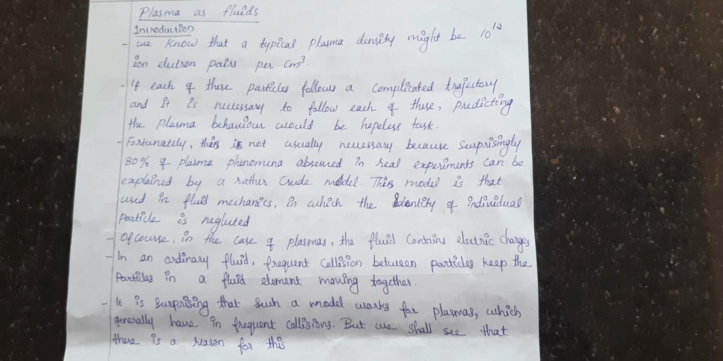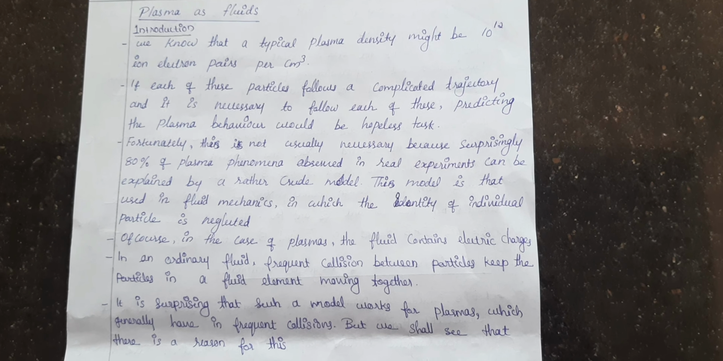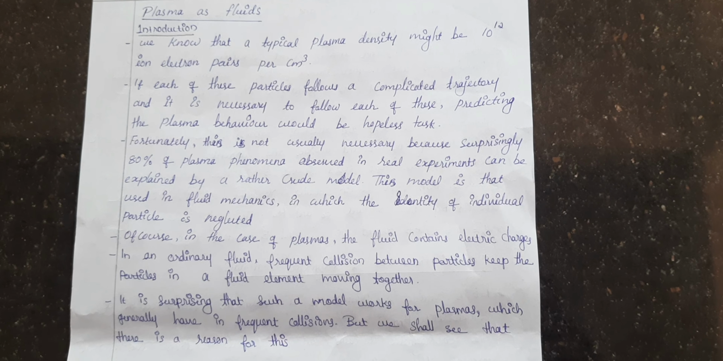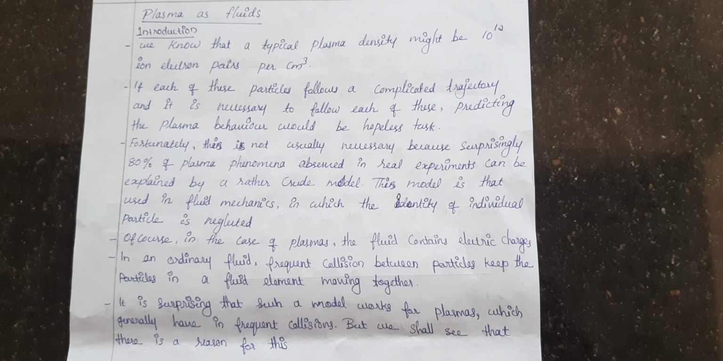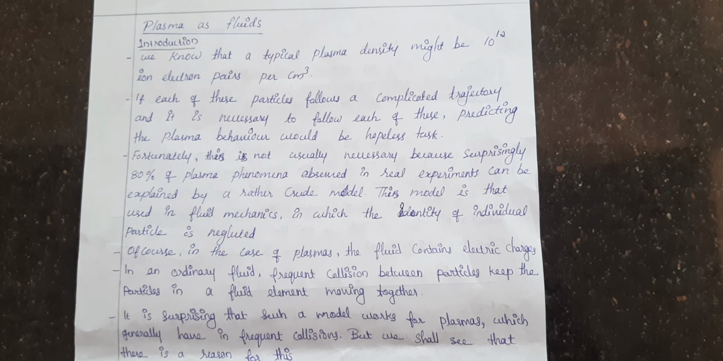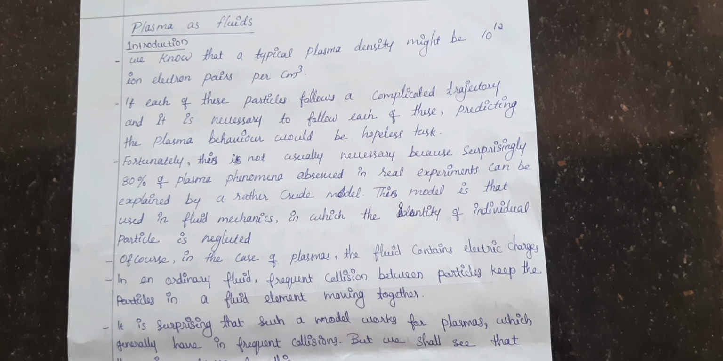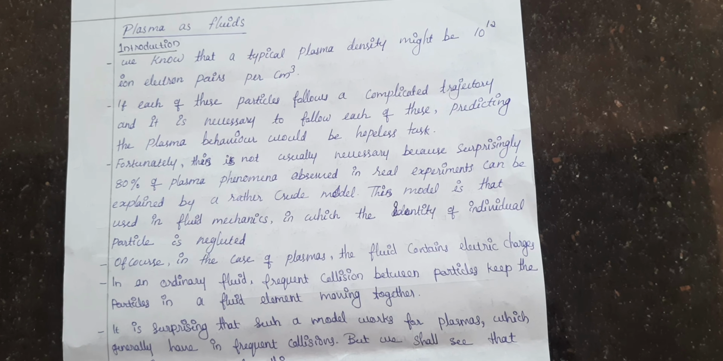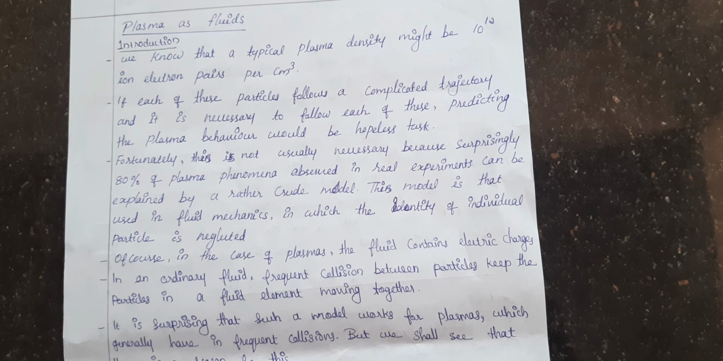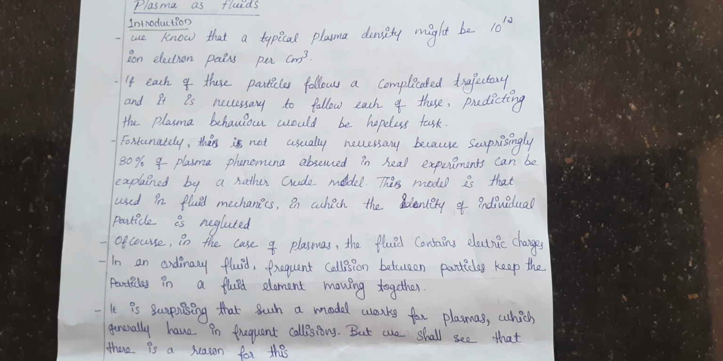പ്ലാസ്മ ആസ് എ ഫ്ലൂയിഡ് എന്ന് പറയുമ്പോൾ ടിപ്പിക്കൽ പ്ലാസ്മ ഡെൻസിറ്റി മൈറ്റ് ബി 10⁻12 അയോൺ ഇലക്ട്രോൺസ് ക്യൂബിക് സെൻറ്റിമീറ്റർ ആണ് വരിക. Each of these particles follows a complicated trajectory, and it is necessary to follow each of these. Predicting the plasma behavior would be a hopeless task.